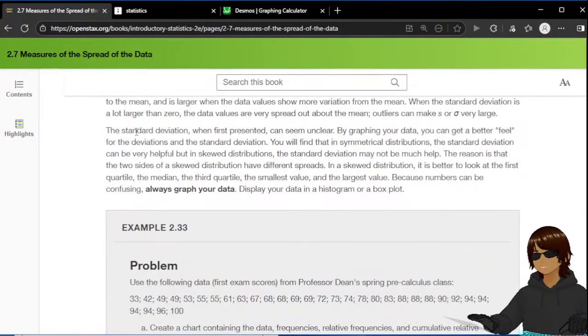Standard deviation, when first presented, can seem unclear. By graphing your data, you can get a better feel for the deviation. You will find that in symmetric distributions, the standard deviation can be very helpful, but in skewed distributions, standard deviation may not be much help. The reason is that the two sides of a skewed distribution have different spreads. In a skewed distribution, it is better to look at the first quartile, the median, the third quartile, and the smallest and largest values, because the numbers can be confusing. Always graph your data.